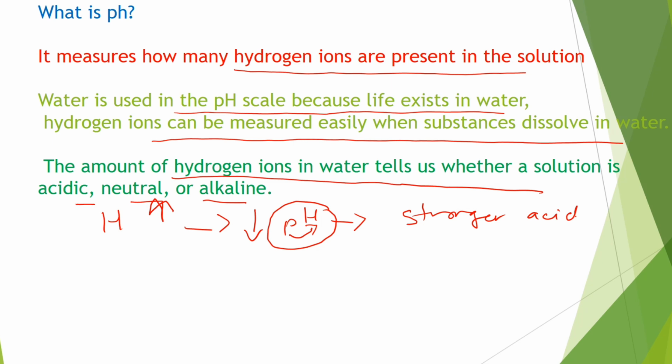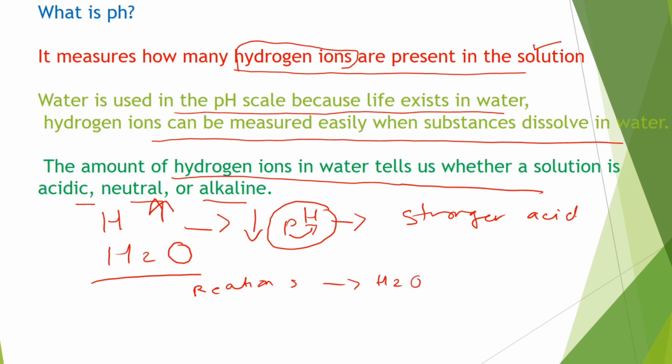The pH scale measures the concentration of hydrogen ions in a solution. Okay, a pH scale measures how many hydrogen ions are present in the solution. In simple words, it tells us how acidic or basic a solution is. Water is used because most of the chemical reactions in living organisms, most of the chemical reactions which occur in the human body, occur in the presence of water. That's why most of the reactions take place in water as compared to other solvents.